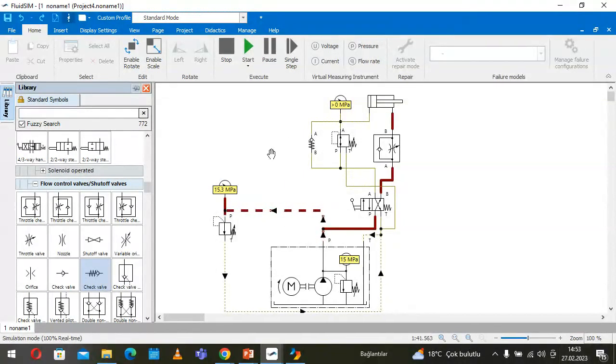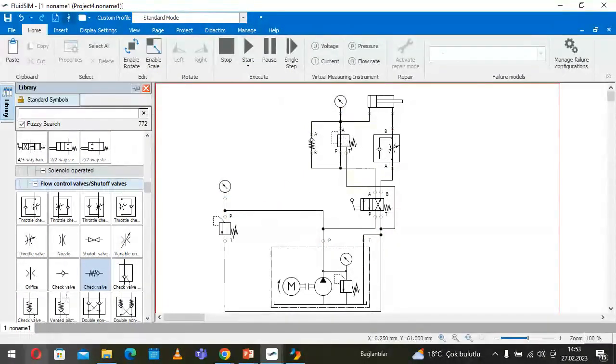Okay, this is a pressure regulator. 3-way pressure regulator. Why 3? Because it has 3 connections. P, A, T. T to the tank, P for the pressure, A is for the output to the cylinder, for example.